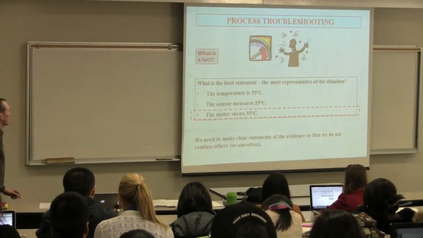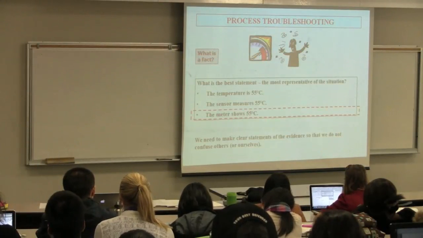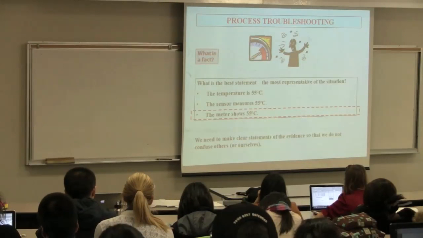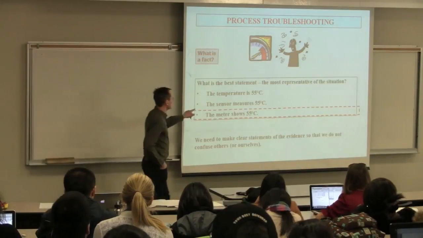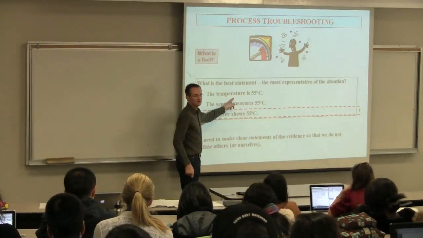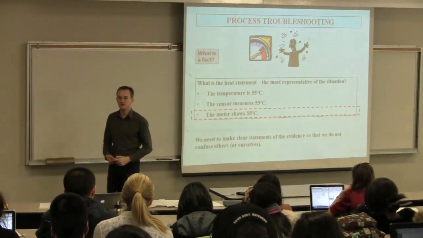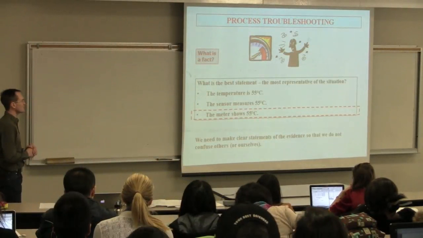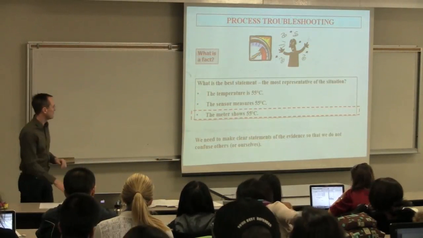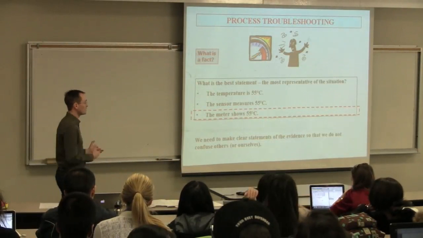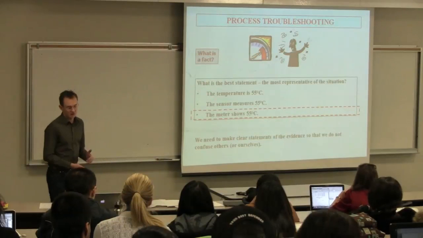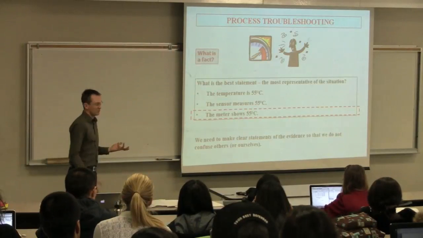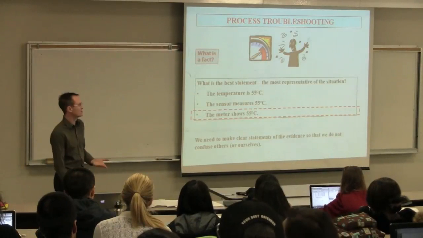Something to be aware of is that when you ask for information, you have to be very clear on what you're asking for. You ask for the temperature. There's a difference between the temperature being 55 degrees versus the sensor being at 55 degrees versus the meter that's actually showing the 55 degrees. So we need to be clear on that when we're talking amongst ourselves and with the operators. This will help us rule out whether it's the sensor that's failed, and being clear on whether it's the temperature or the sensor.